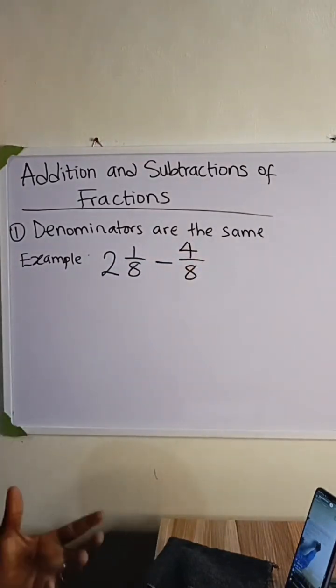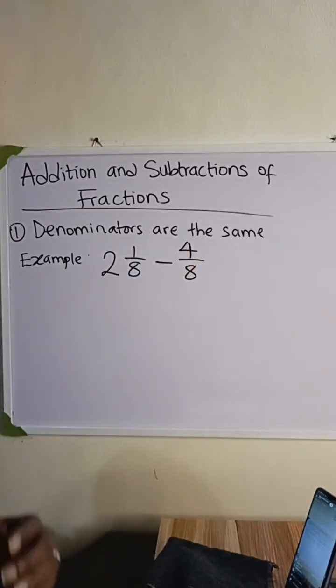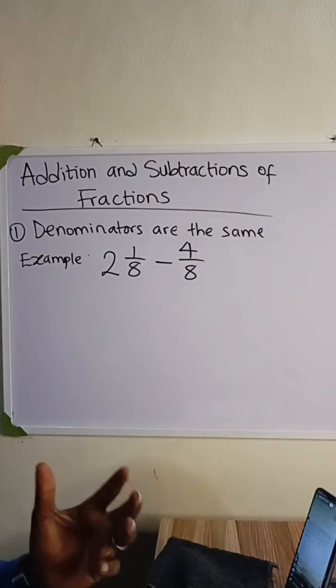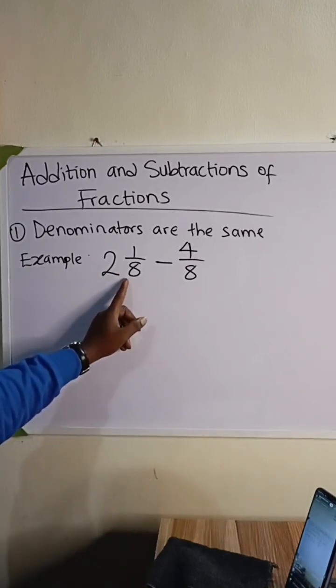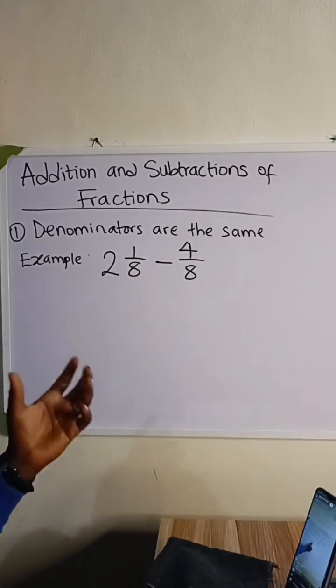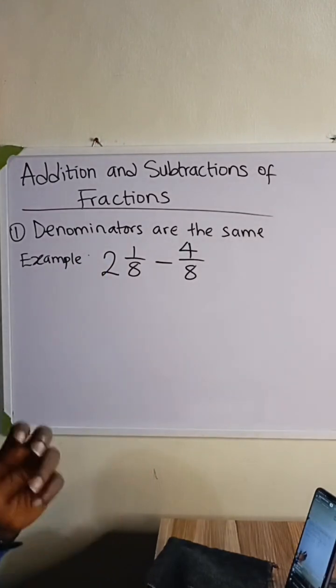2 whole number 1 over 8 minus 4 over 8. So we are going to apply what we have already learned before, because in our previous class we learned about conversion of mixed fraction to improper fraction. So here we have a mixed fraction. For us to continue solving, the first thing we need to do is convert this mixed fraction to an improper fraction before we start solving.